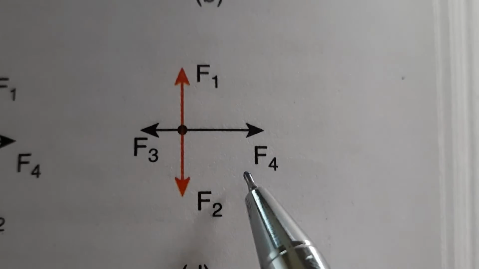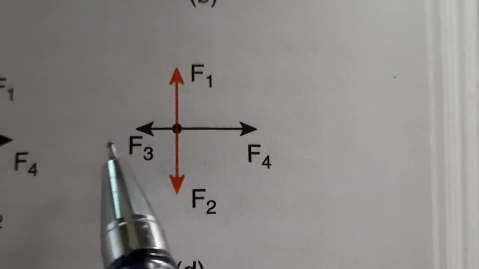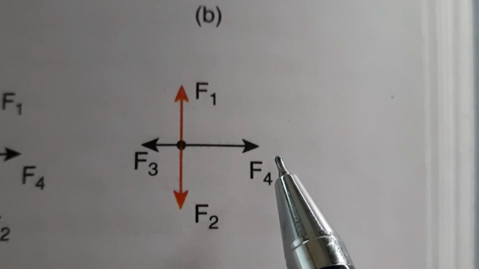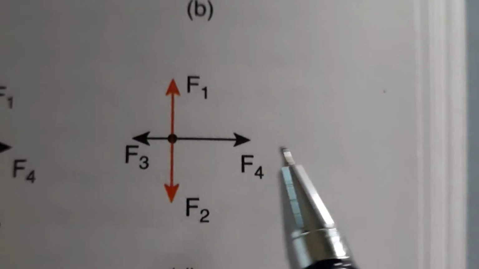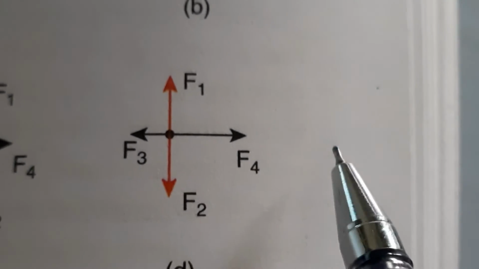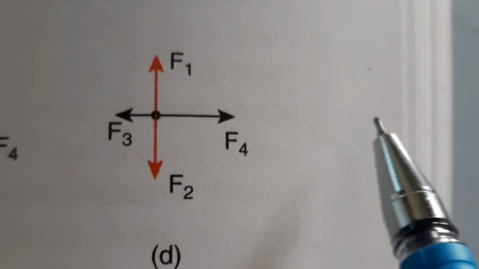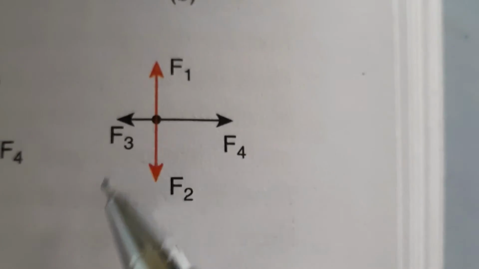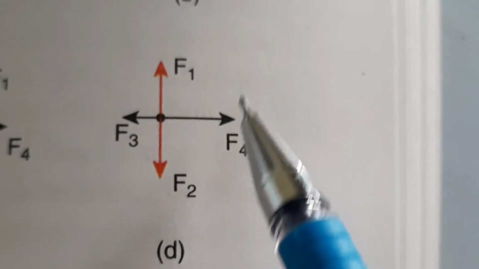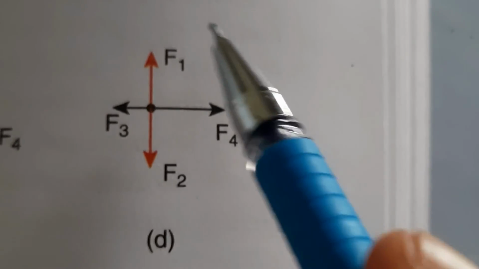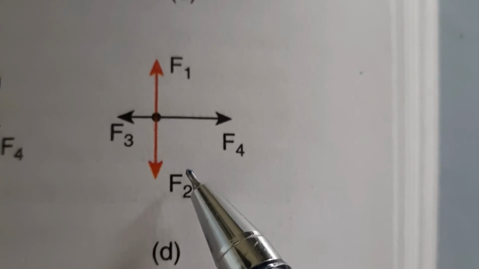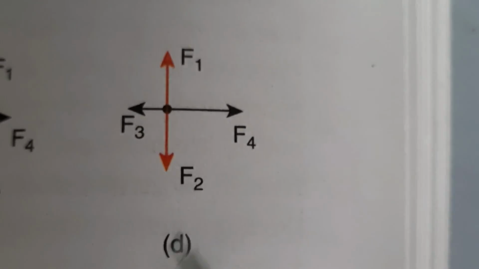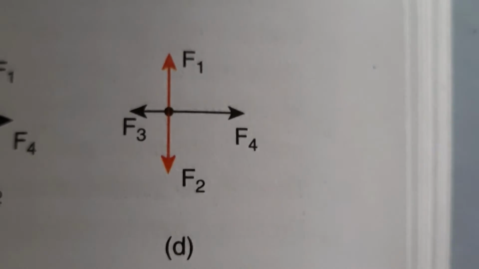Now taking F3 and F4, F4 is greater than that of F3. Okay. So here it is an unbalanced force. But F4 is greater. So the particle is accelerating in positive x direction. So we have to identify the free body diagram. So this is the free body diagram that shows the particle is accelerating in positive x direction. So the answer is D. Okay. The option D is the answer.